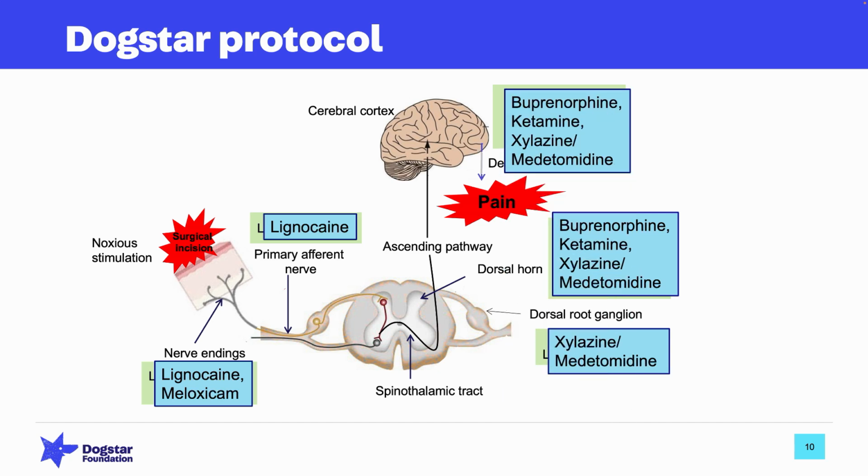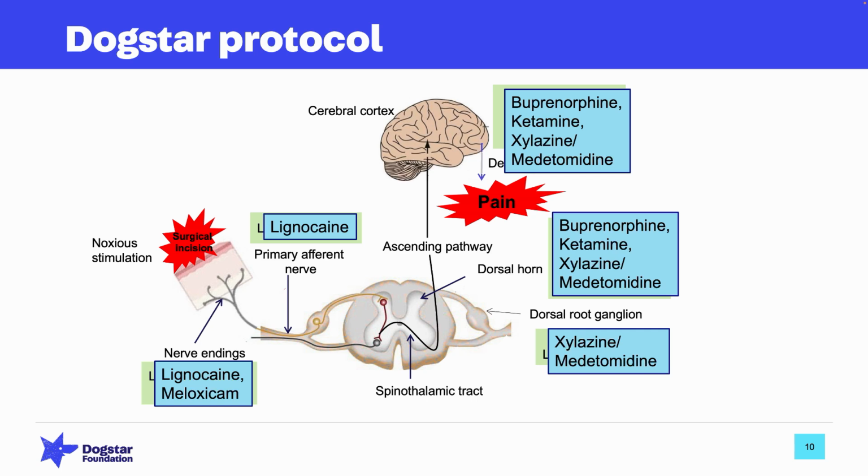The procedure involves administering xylazine and buprenorphine intramuscularly as pre-medication. Ketamine and midazolam are given intravenously for induction. During preparation, meloxicam is injected as preemptive analgesia. Lignocaine is used locally for both canine males and females before or during surgery to block pain signals at the surgical site.